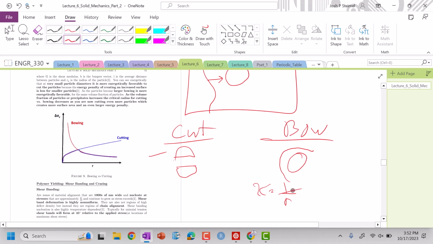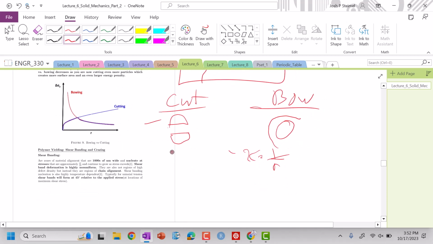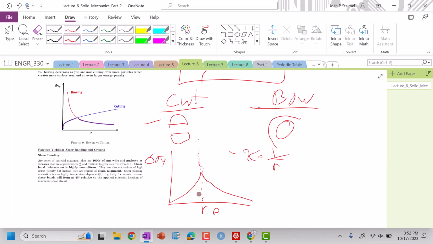So when am I going to cut? You can see this curve that shows your change in yield stress versus the radius of my particle. It basically increases to a maximum and decreases. Do I want to cut large particles? No. Why is that? Because if I cut large particles, I'm creating a lot of surface area, right? So I don't want to cut large particles. I want to bow around large particles.